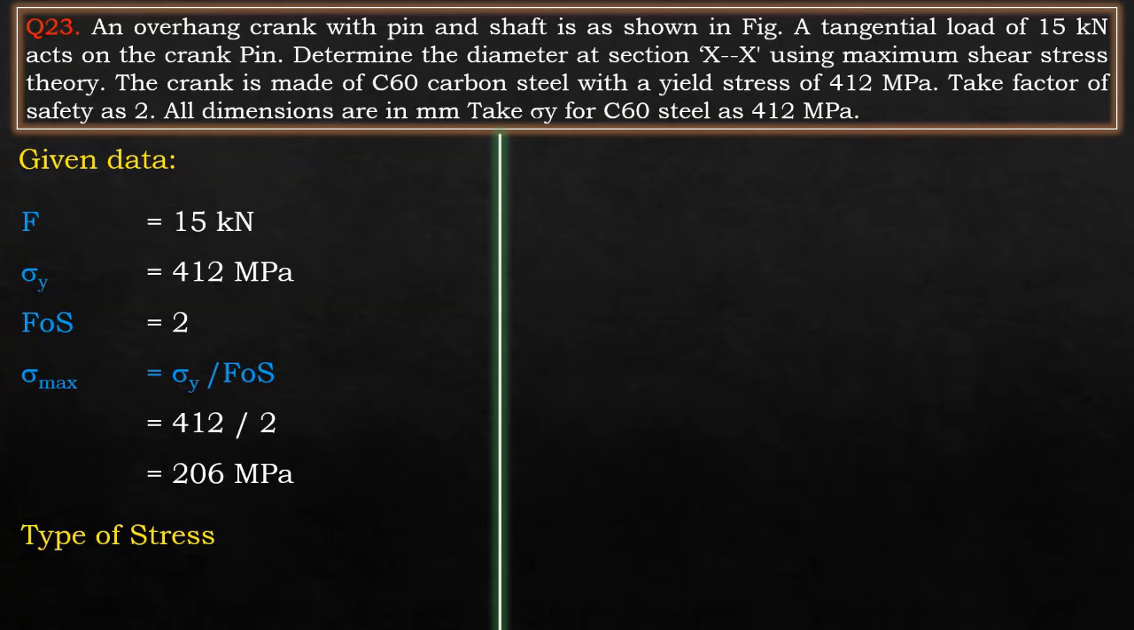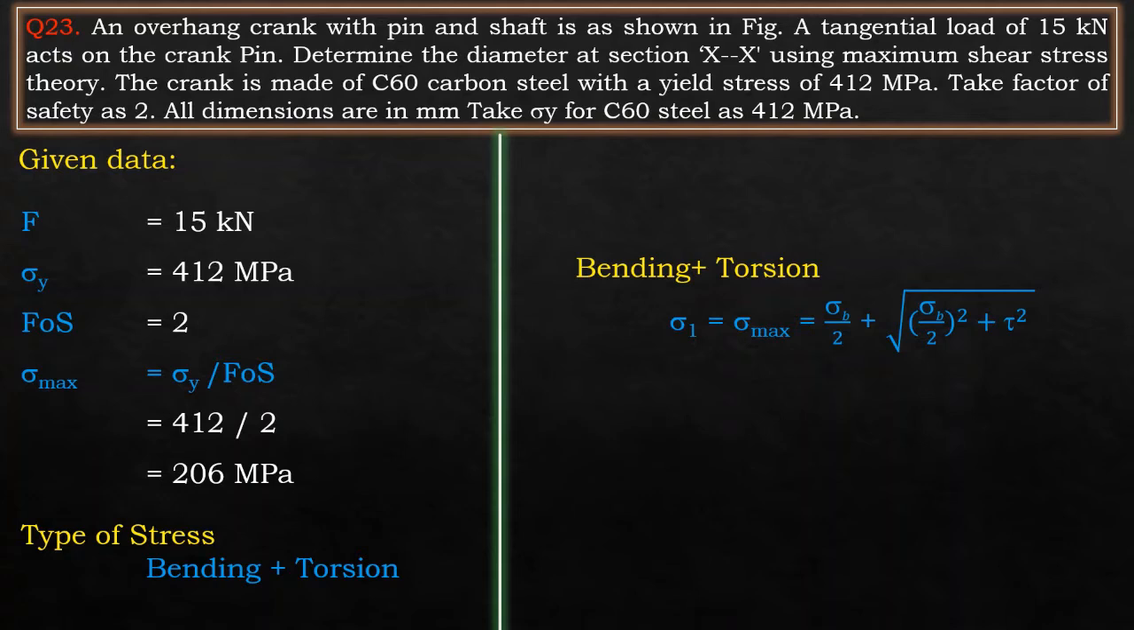This crank is clearly subjected to bending as well as torsion. So the combined effect of bending and torsion can be determined by using these equations. Sigma maximum is equal to sigma b by 2 plus root of (sigma b by 2) whole square plus tau square, where sigma b is the bending stress and tau is the torsional shear stress. Similarly, minimum principal stress can be obtained by this equation. The maximum shear stress can be obtained by the following equation.